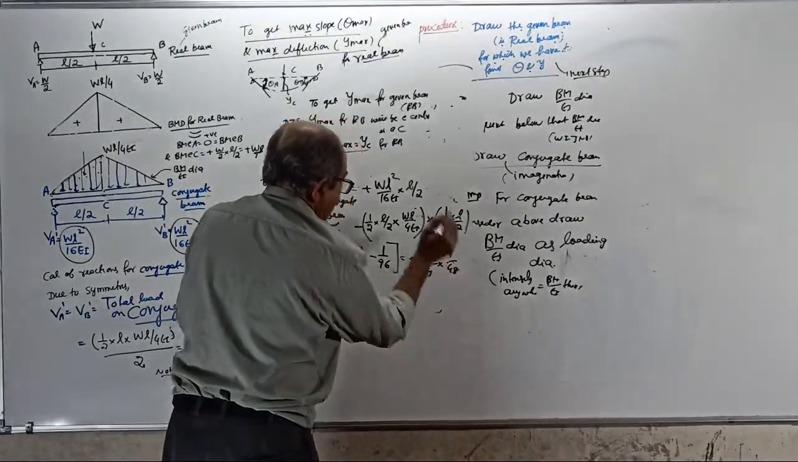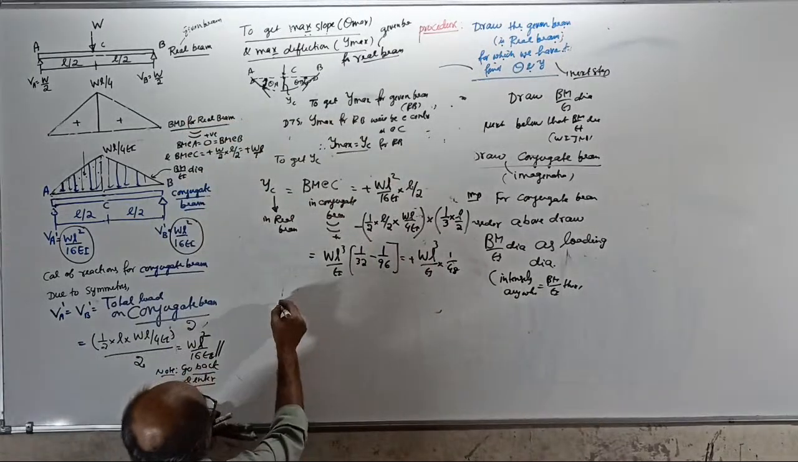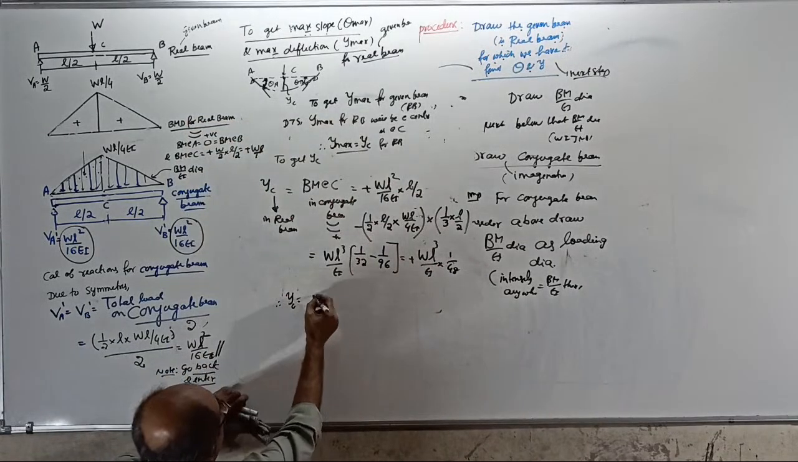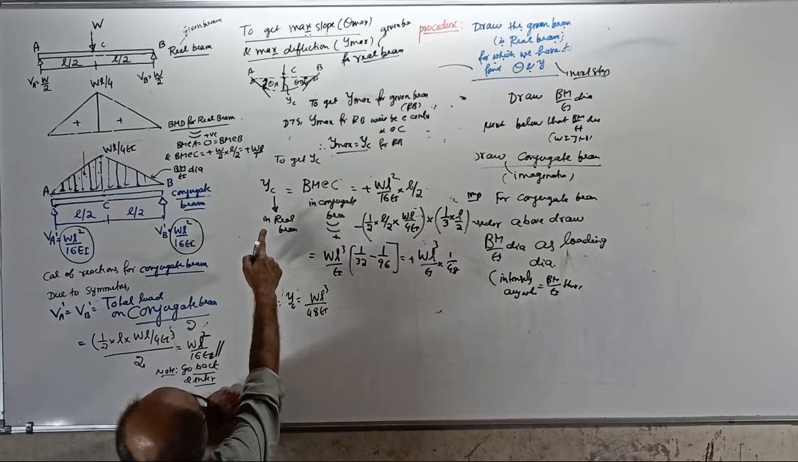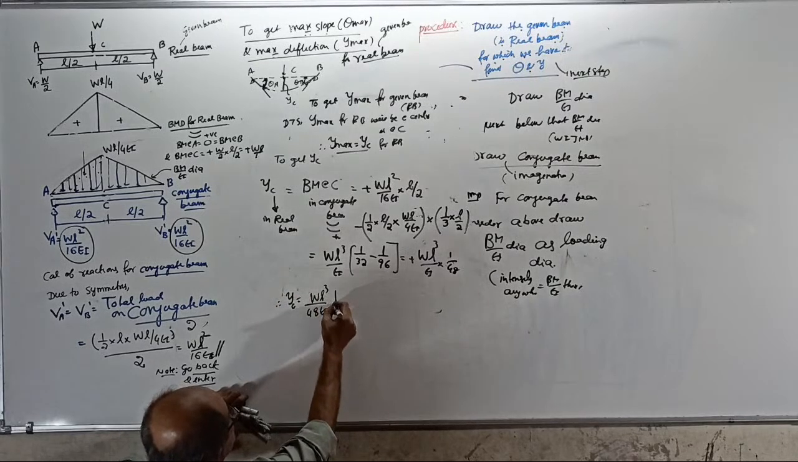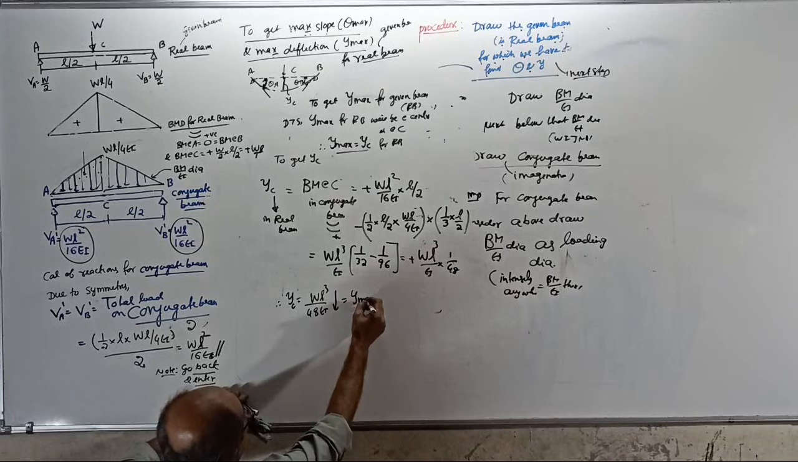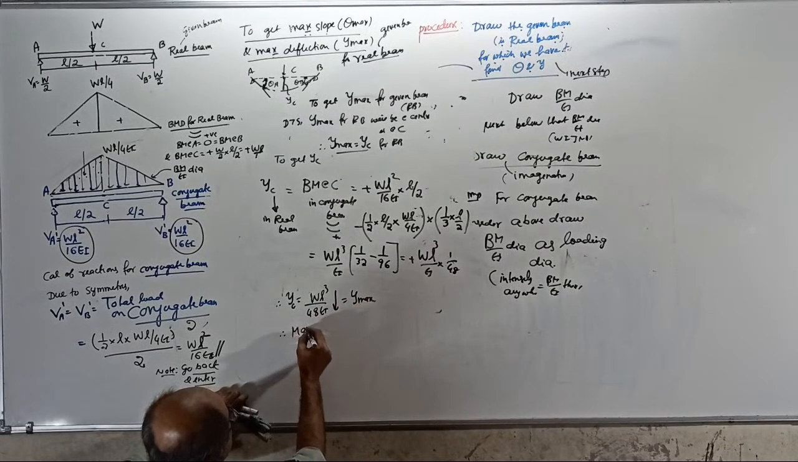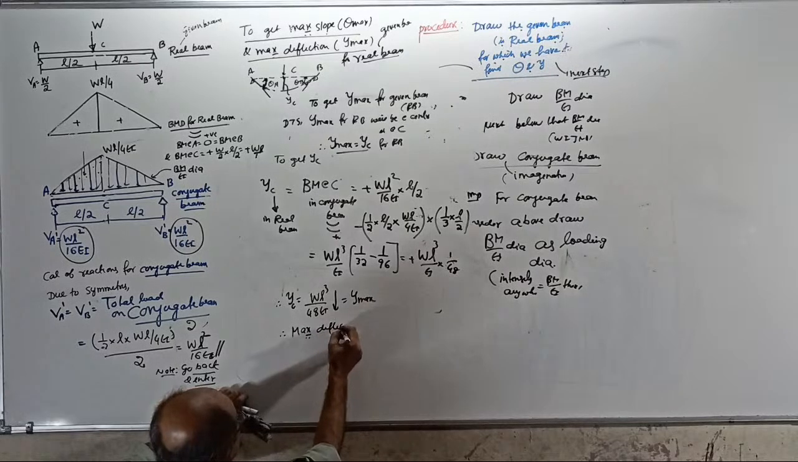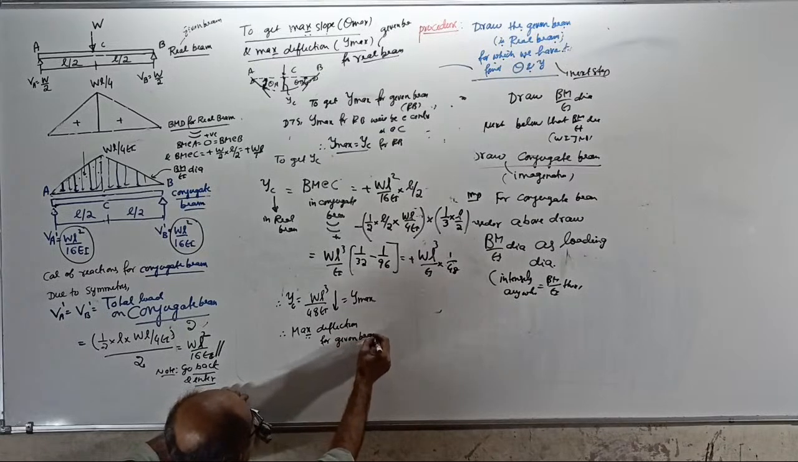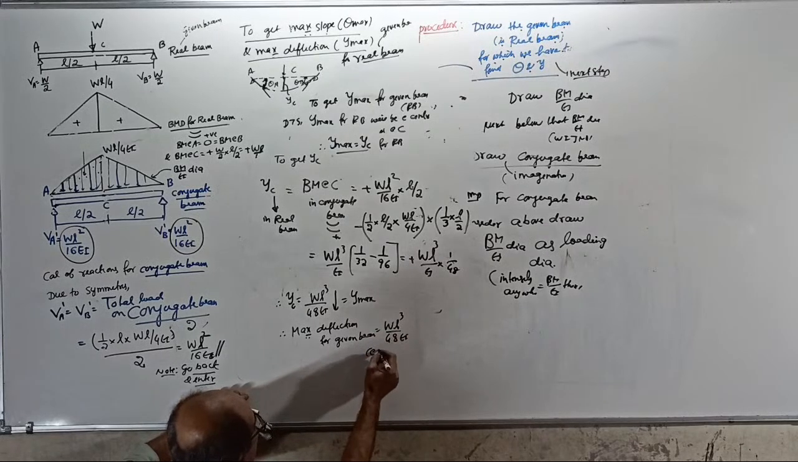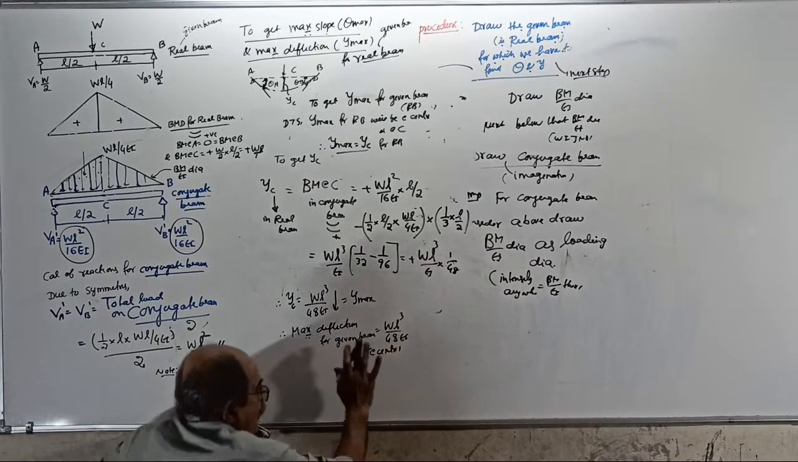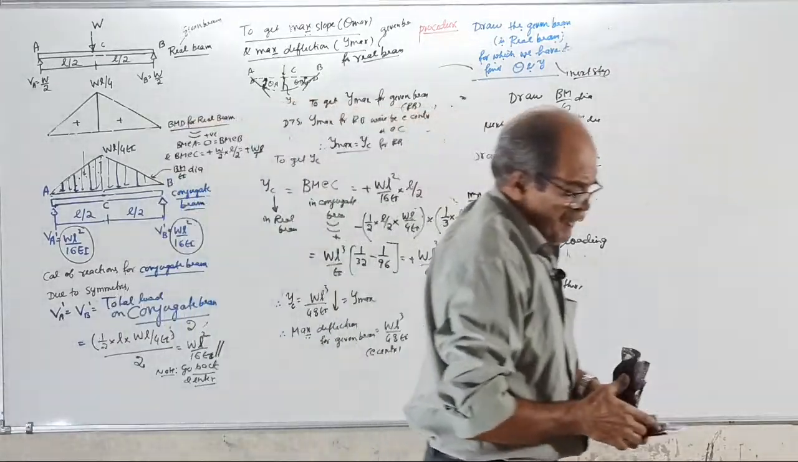1 by 48. Therefore, deflection at C for the real beam equal to WL cube by 48 EI, downward positive, came that much downward, itself is Y maximum. Maximum deflection for the given beam is WL cube by 48 EI, where? At center. So, completely clear how to find theta max and Y max.